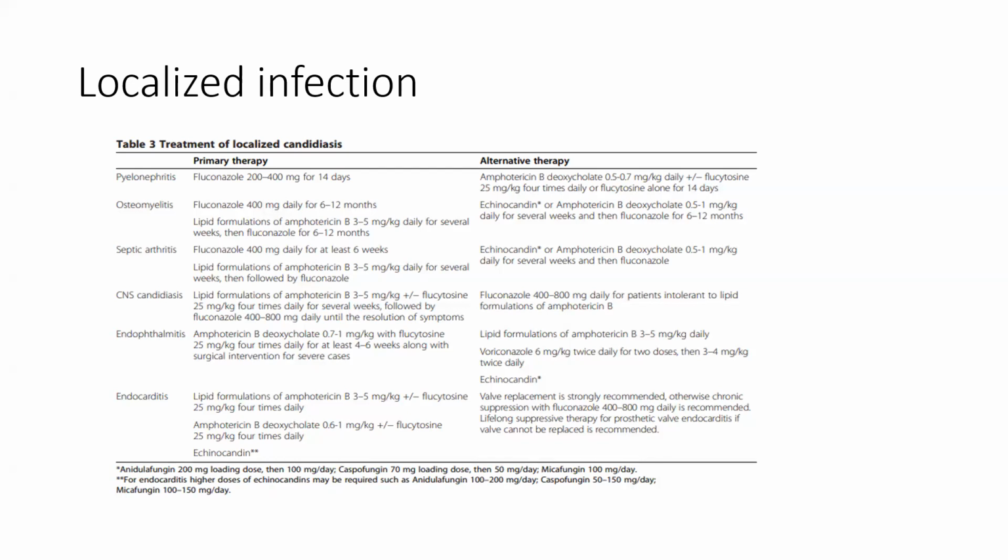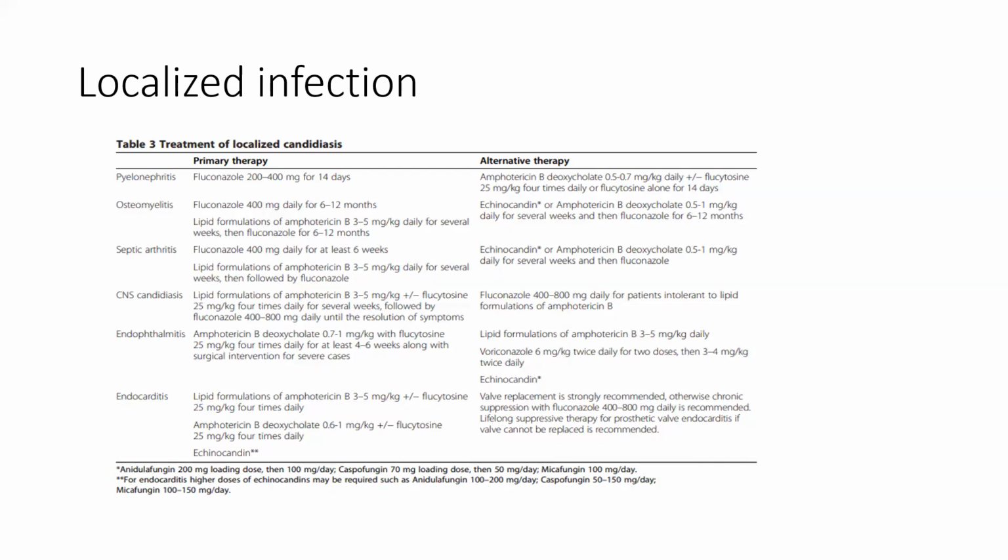If it is endophthalmitis, again we can treat it with amphotericin B deoxycholate with a slightly reduced dose, that is 0.7 to 1 mg per kg, with flucytosine, that is 25 mg per kg 4 times daily for at least 4 to 6 weeks, along with surgical intervention for severe cases. Alternative therapy is lipid formulation of amphotericin B with a dose of 3 to 5 mg per kg daily. Voriconazole 6 mg per kg twice daily for 2 doses, then 3 to 4 mg per kg twice daily. Echinocandins we can also use.